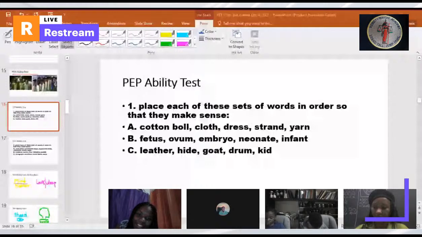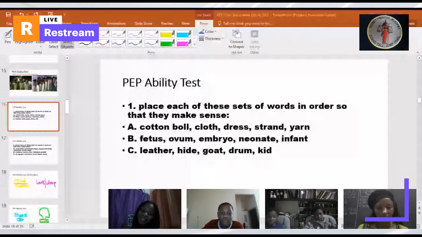Miss, going down, it could be yarn, then strand, then dress, then cloth, then cotton ball. What made you place them in that order? What's your logic? Miss, because yarn can become a strand. Never mind, Miss. That set doesn't make sense. I don't really understand how to put them in order.